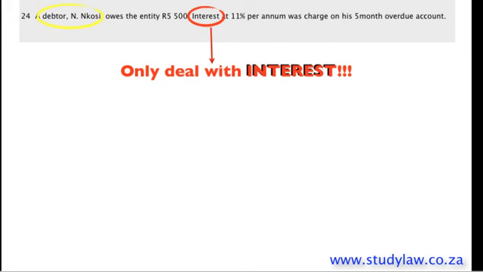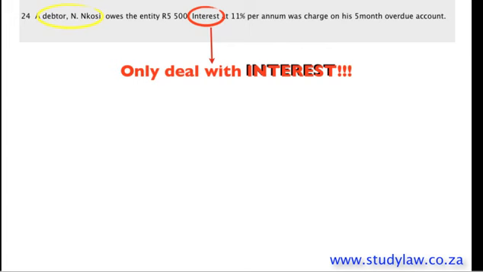11,000 Rand. This is not true. He simply hasn't paid us, and therefore we are charging him extra money in the form of interest as a penalty. This is why we will only deal with interest. Please, please, please be aware, in an exam question, it is there to trick you.